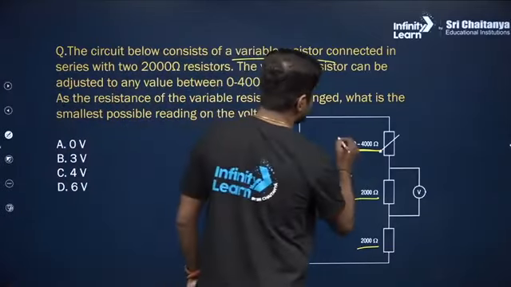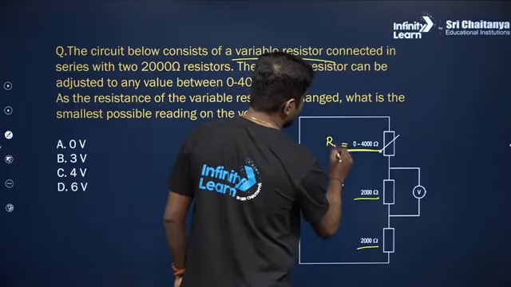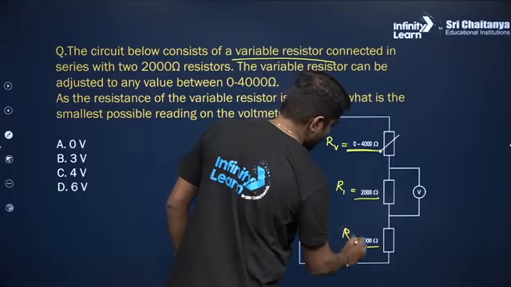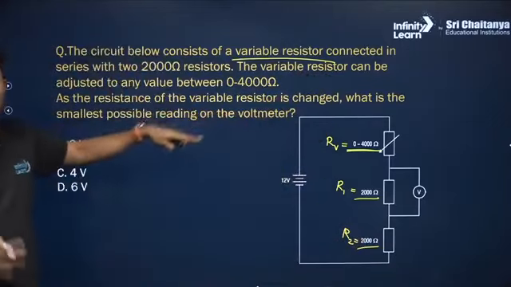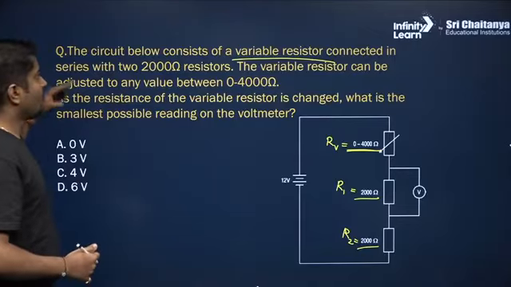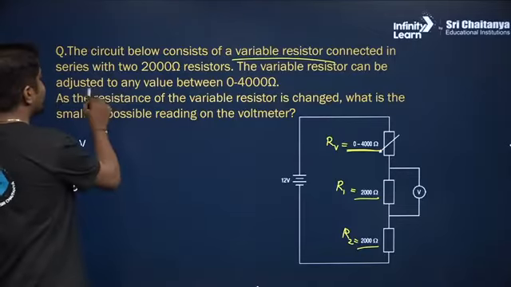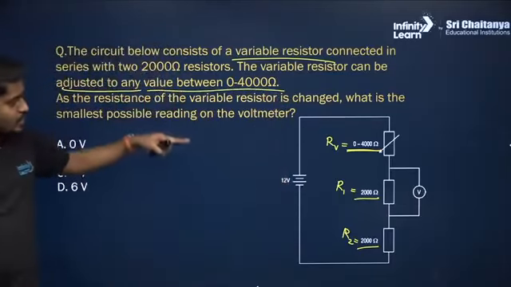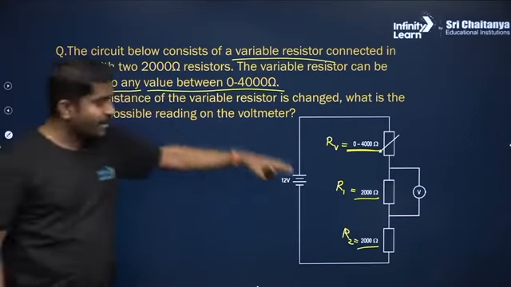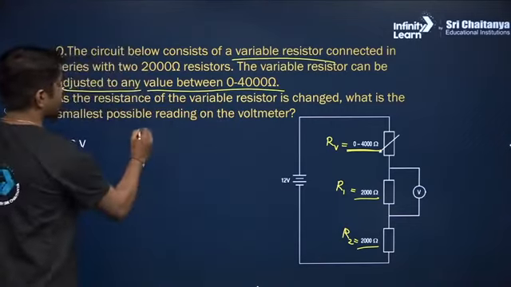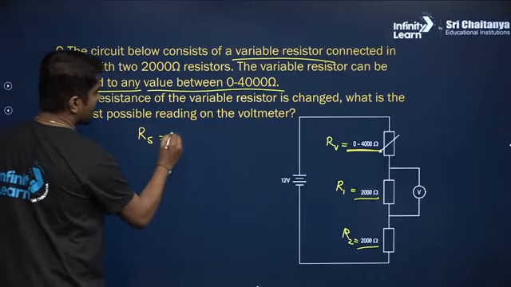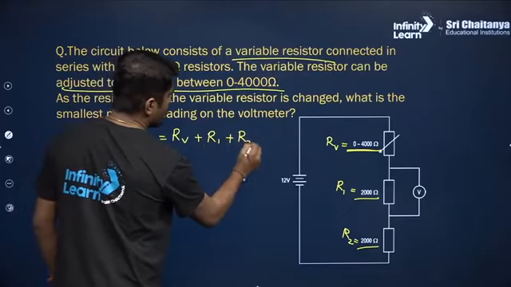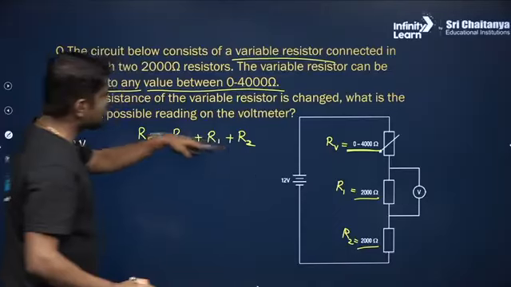Let's suppose there is some RV which is a variable resistance, then this one would be, let's say, R1 and this R2. I'm giving the marking so that we can solve the question. Alright, the variable resistor can take any value between 0 and 4000 ohms. It can choose any value and all of them are in series. Do you know the series resistance value? R series is going to be RV plus R1 plus R2. So that is the series resistance value.